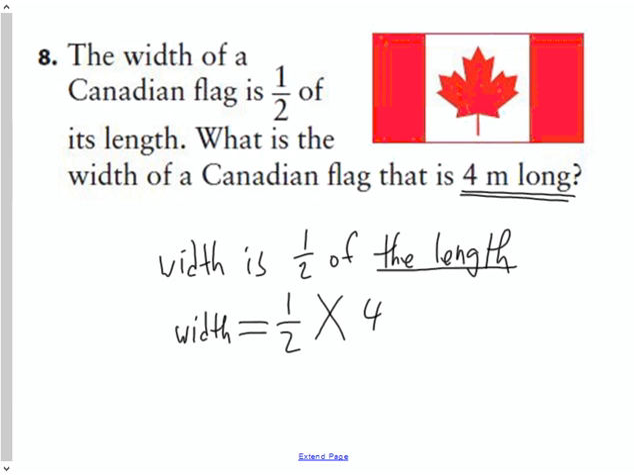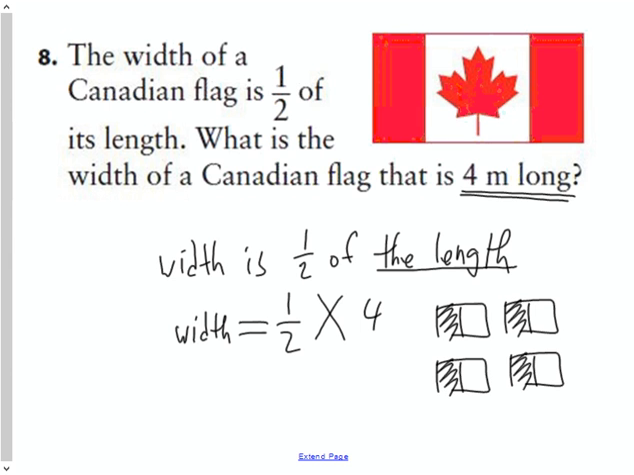So 1/2 of 4, you could think about a half and quadrupling it. You can double it, you can triple it; 1/2 times 4 would be 4/8 or 4 halves, which is 2. So the width is equal to 2 meters. If you have a half and you quadruple it, you should be able to do that math without drawing the picture, because you can think about 2 halves as 1, 4 halves as 2. Therefore, if the width is 1/2 of the length, it would be 2 meters.